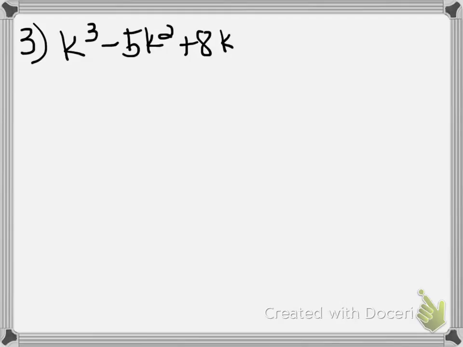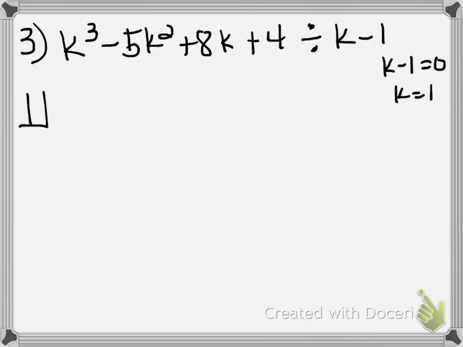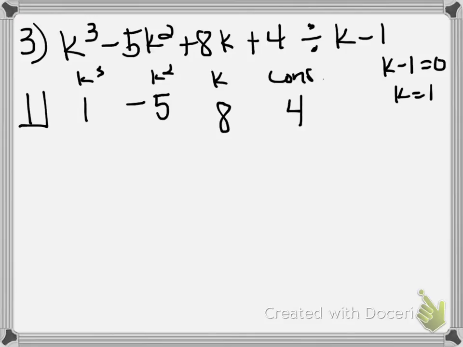Okay? Let's look at a third problem. I have k cubed minus 5k squared plus 8k plus 4 divided by k minus 1. So I have my box. I have to do k minus 1 equals 0, k equals 1. So I have a k cubed, then k squared, then k, then constant. So the coefficient for k cubed is 1. The coefficient for k squared is negative 5. The coefficient for k is 8, and my constant is 4.